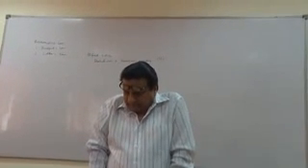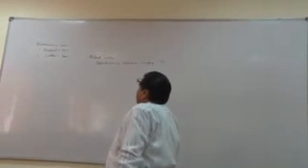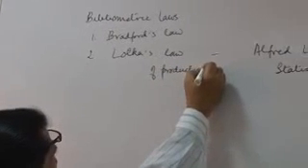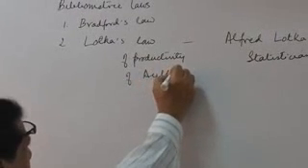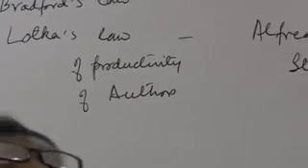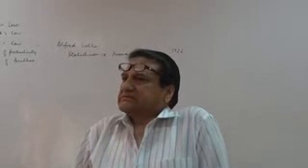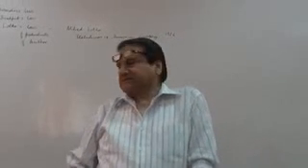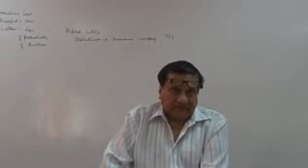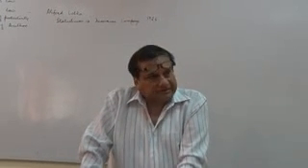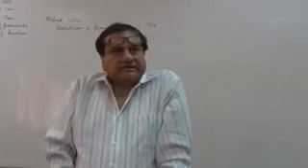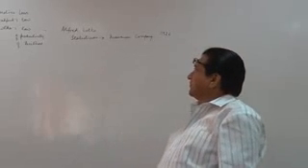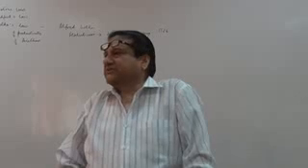Okay. This law is in fact known as Lotka's law of productivity of authors. What is meant by productivity of authors? Productivity of authors means number of publications. For example, if I am a scientist, how many papers I write? That is a measure of my productivity as an author. Alright? So, he gave a law which is known as Lotka's law of productivity of authors.